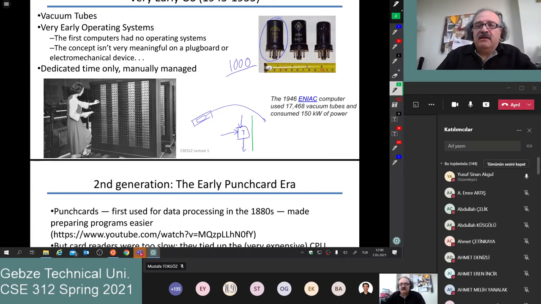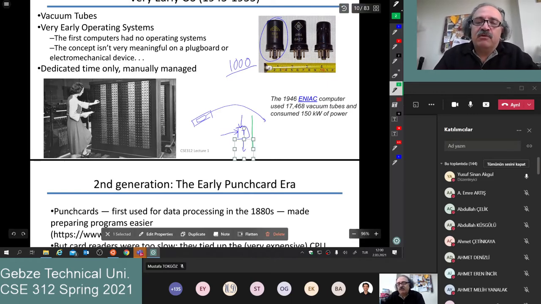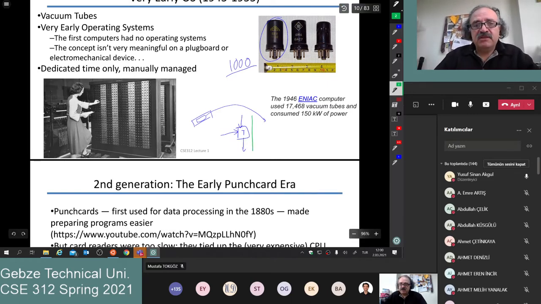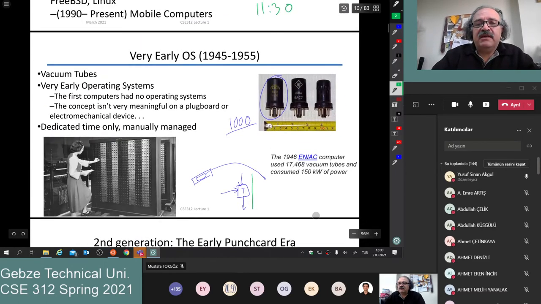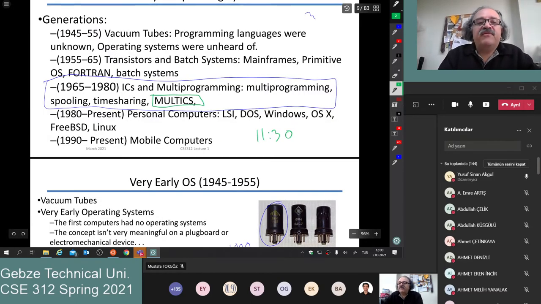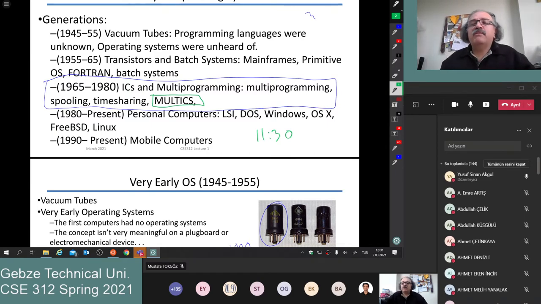Using semiconductor technology, I can do this using a very small amount of power and a very small amount of material, and I can make this very, very small, much smaller than these, and it will become more reliable. So second generation computers, in the years 55 to 65, started using these transistors. Once you start using transistors, your computers are more reliable.